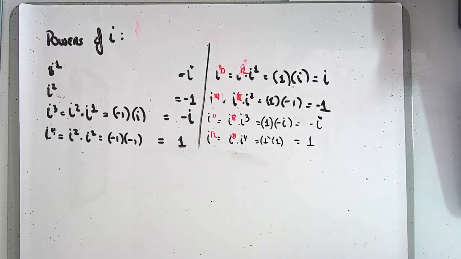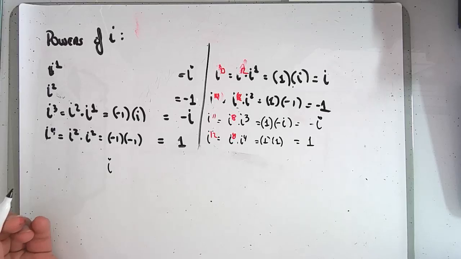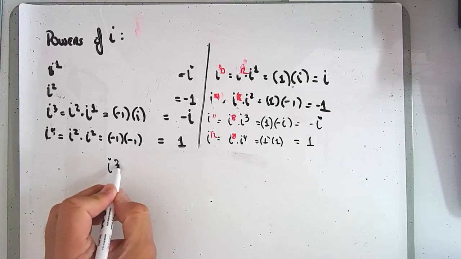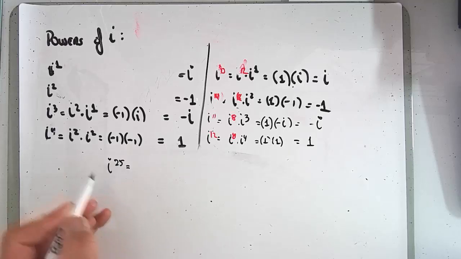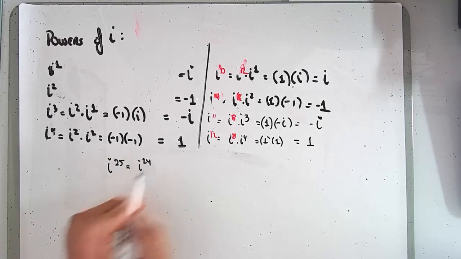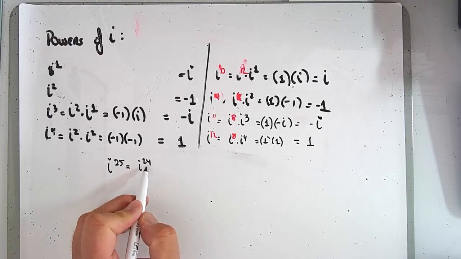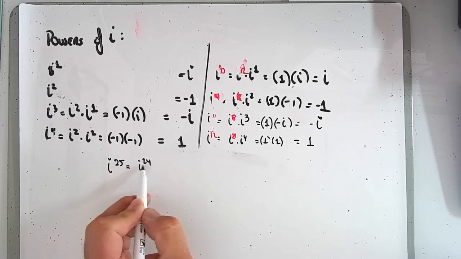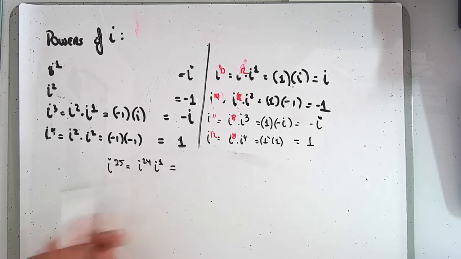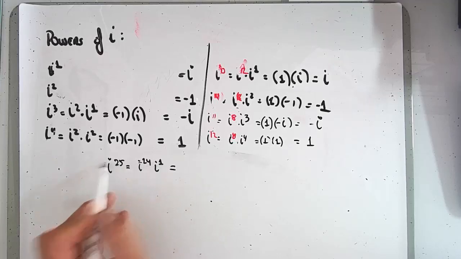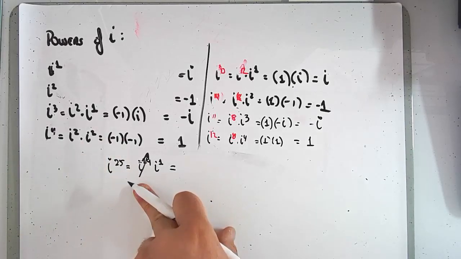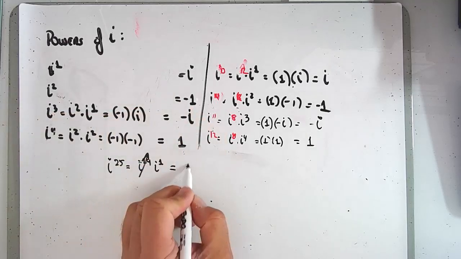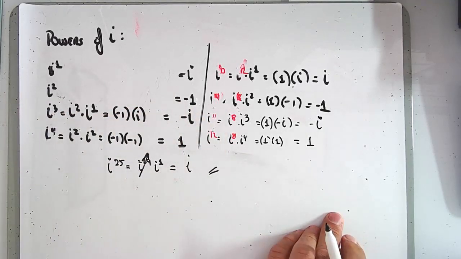With that in mind, if I were to ask you, let's find i to the 25. It will be the closest multiple of 4 to 25. That will be i to the 24. 6 times 4 is 24. This is a multiple of 4, so it will be i to the 24 times i to the 1. 24 plus 1 is 25. This puppy, I know this is 1. And how much is i to the 1? Simply i, and we are done.